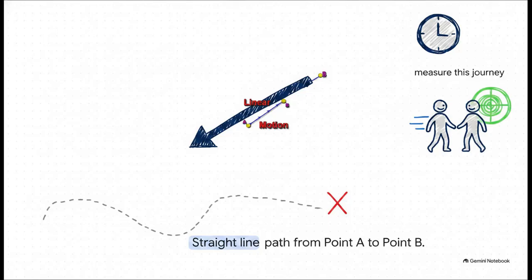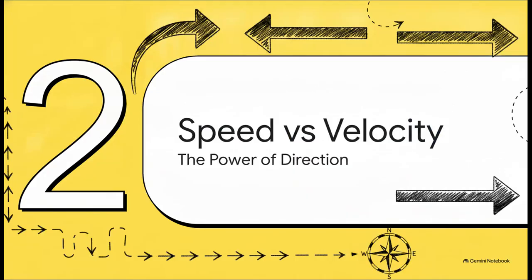I mean, just take a look at this. It brilliantly captures the whole core concept. Going directly from point A to point B without ever curving or wandering off path. No detours, no unexpected turns, just pure, unadulterated linear progression. But to truly measure this kind of journey, we've got to understand the difference between just moving and moving with a specific purpose. Which brings us to section 2, speed versus velocity, the power of direction.